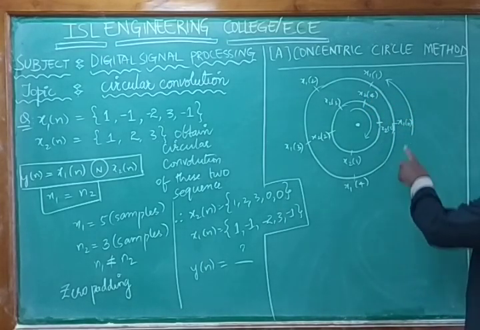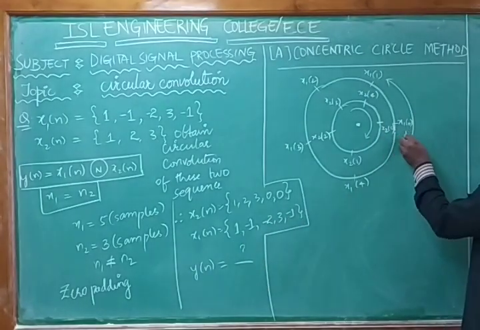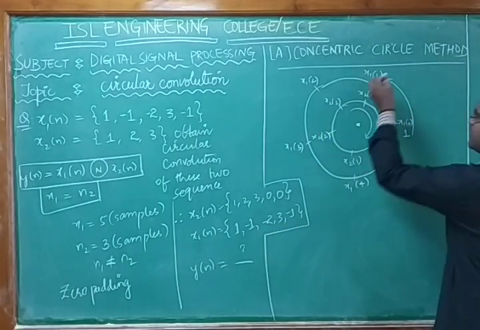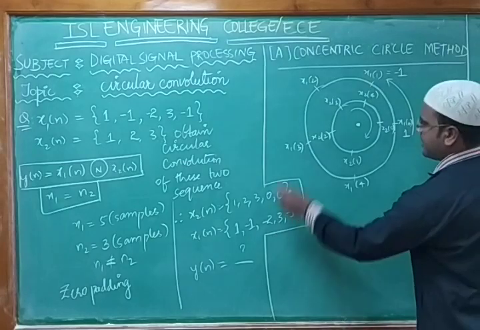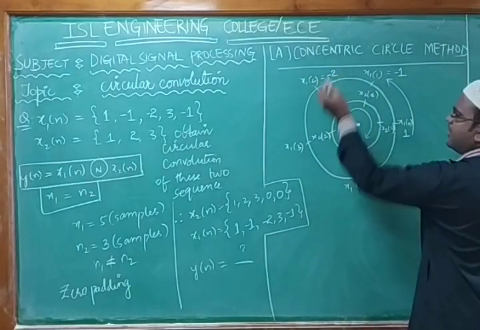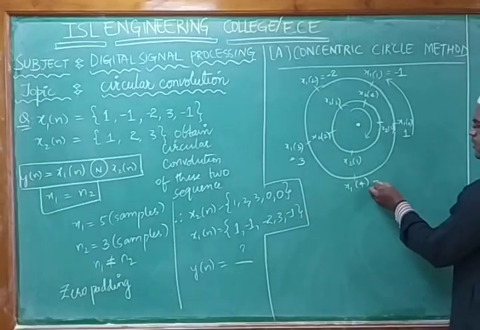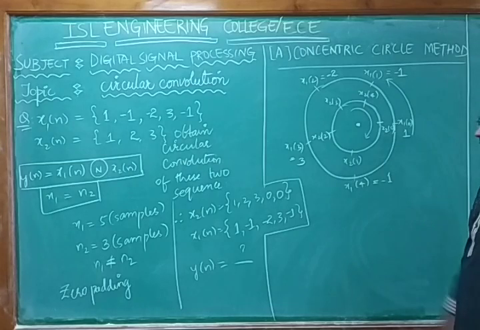What is x1 of 0? x1 of 0 is 1. x1 of 1 is minus 1. Likewise, x1 of 2 is minus 2. Next is equal to 3. Next is equal to minus 1. So we wrote all the values of x1 of n.